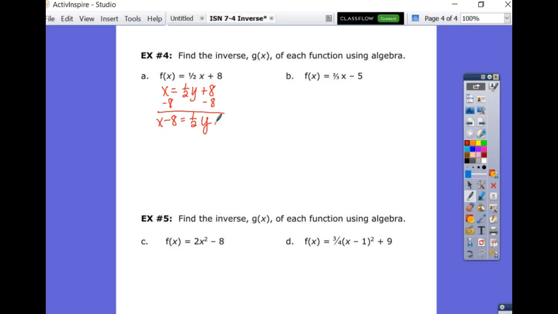How do I get rid of the 2 in the denominator there? That's right. I'm dividing by 2, so the opposite is multiply. So if I multiply this side by 2, what happens here? These cancel, right? So I get 2x minus 16 equals y. And that is your inverse equation. Once the y is by itself, you win.